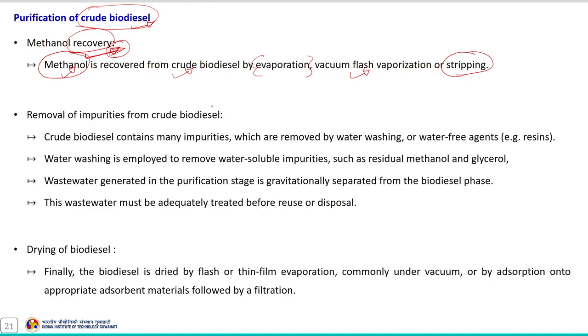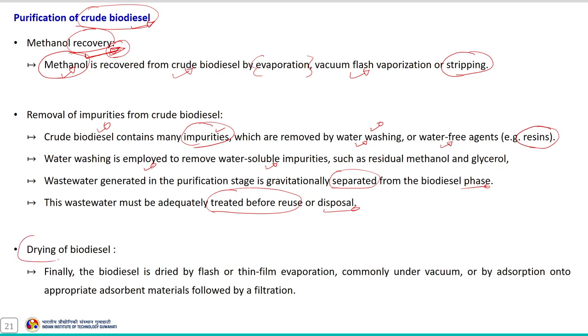Followed by the removal of impurities from the crude biodiesel. Since crude biodiesel contains many impurities, these are removed by water washing or a water-free agent, for example resins. So sometimes these resins are used to remove impurities present in the crude biodiesel to avoid the water washing step. Water washing is employed to remove water soluble impurities such as residual methanol and glycerol, and the wastewater generated during this purification step is gravitationally separated from the biodiesel, and this water must be adequately treated before reuse or may be disposed of following the wastewater treatment process.